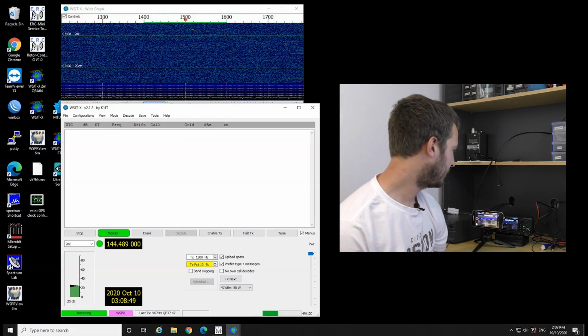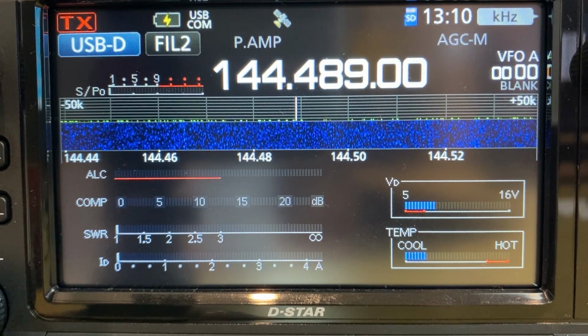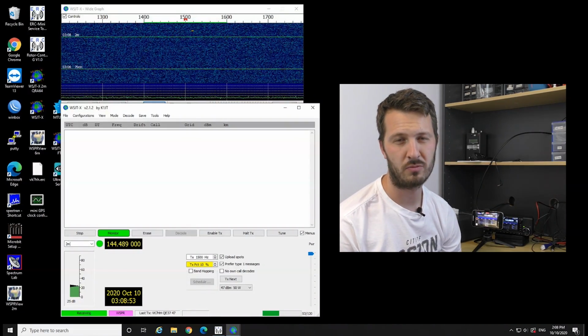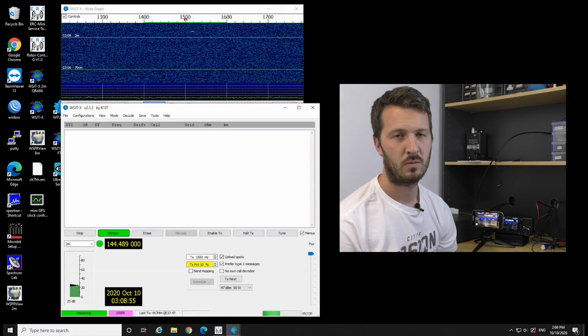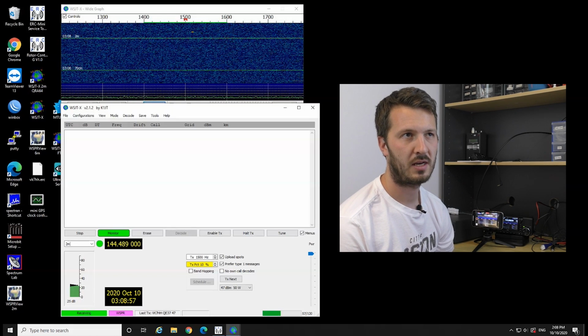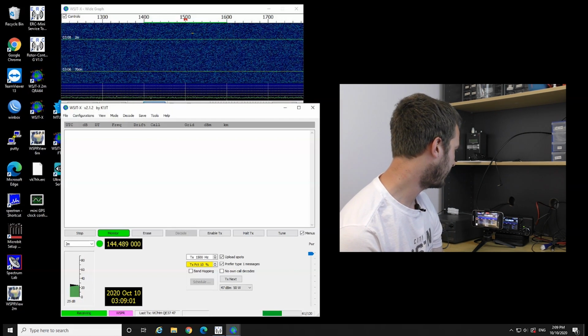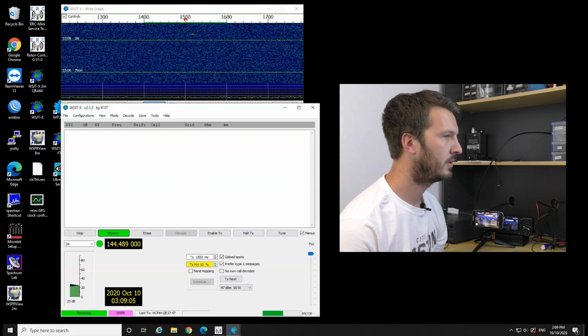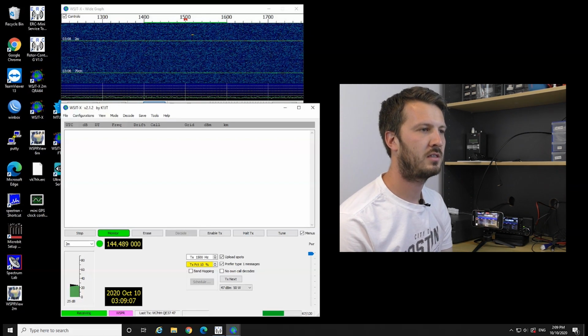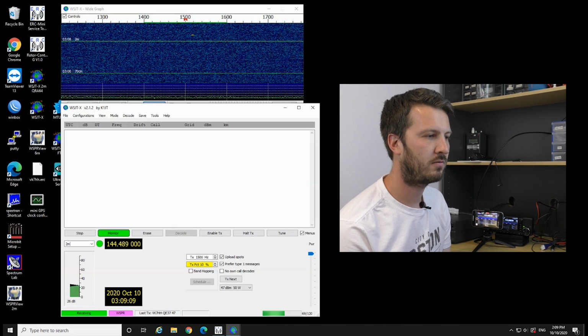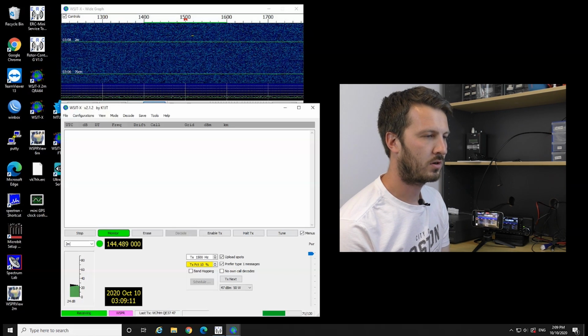Okay, so I've got my IC705 set up. It's set to 5 watts at the moment, because that's the normal power you would use with the 705 driving, say, a microwave transverter, using it as an IF radio. There's no point testing it at 10 watts, so we'll do the test at 5. I've got my IC9700 sitting at the remote site, ready to record the results.